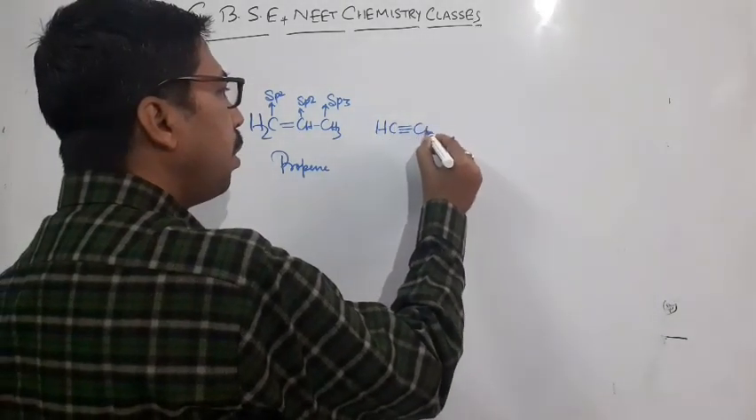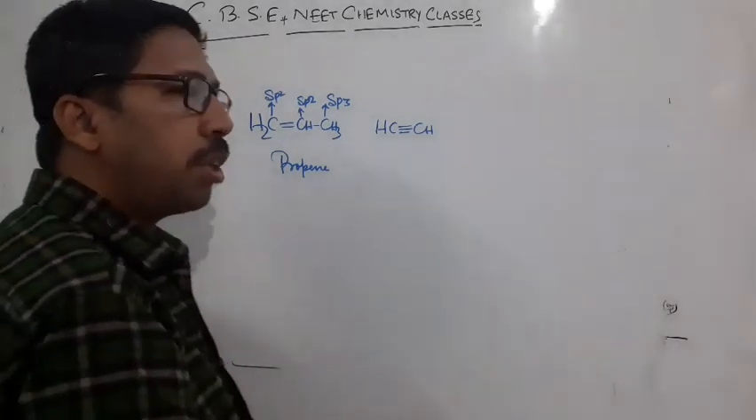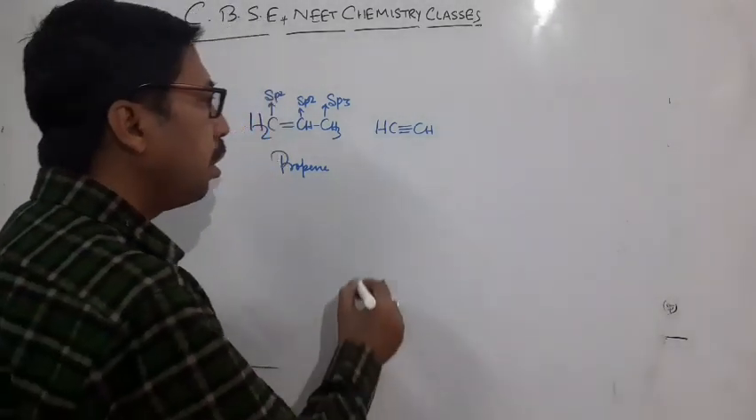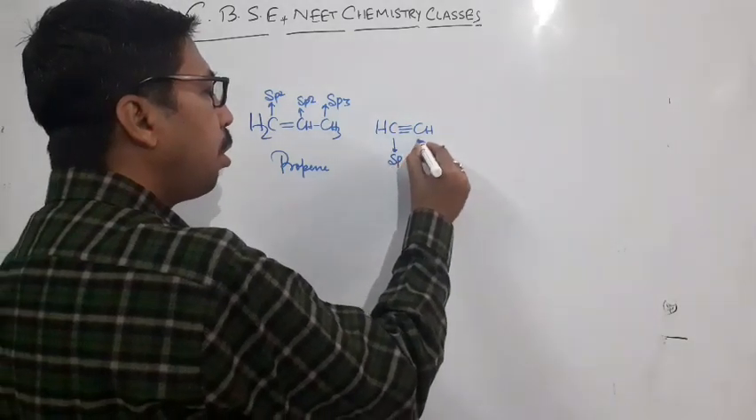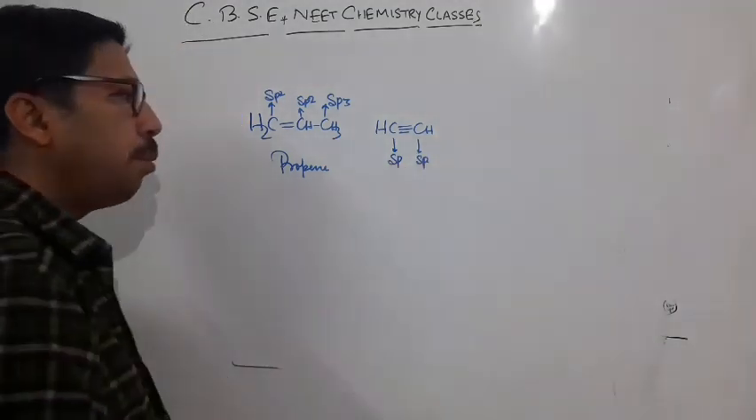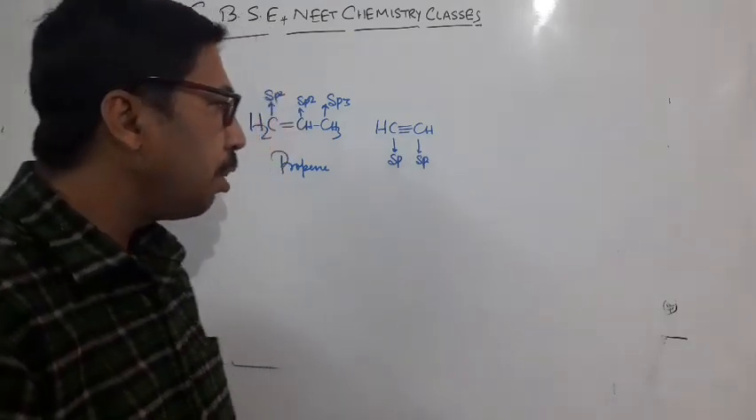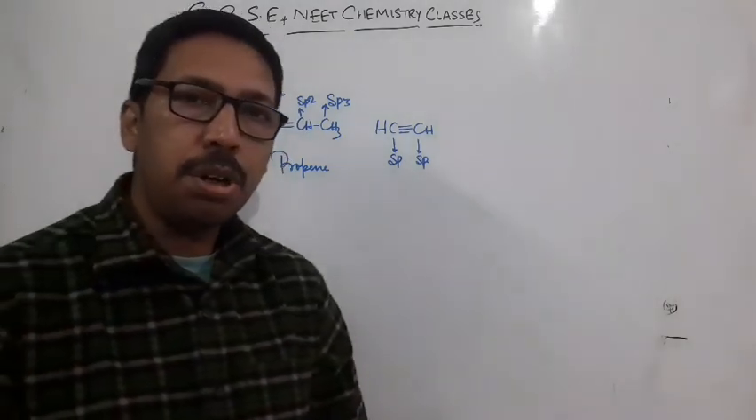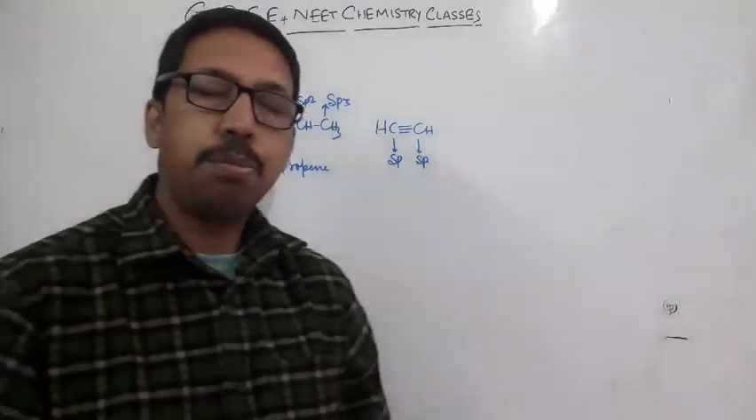For example, HC triple bond CH. Here we can see that both the carbon atoms are bonded with a triple bond, so its hybrid orbital will be sp, and the remaining p orbitals are unhybridized, which means they do not take part in the hybridization and are used to make pi bonds.